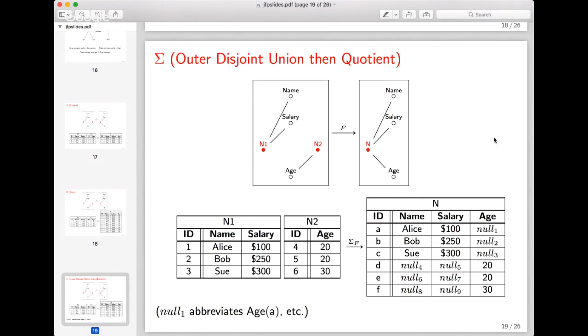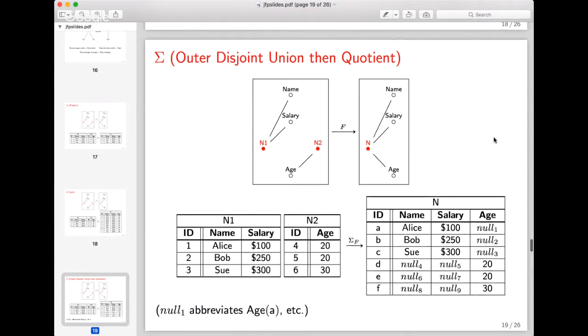We have these two tables on the left, which are not union compatible. They have different attributes. So sigma outer unions them together, and here we've written null1, null2, null3 in the table just to abbreviate terms like age of A, age of B, and so on, because those terms are a little bit too big to fit on the slide. So this is just another reason you can think of these terms that are not equal to things in the type side as being kind of labeled nulls.